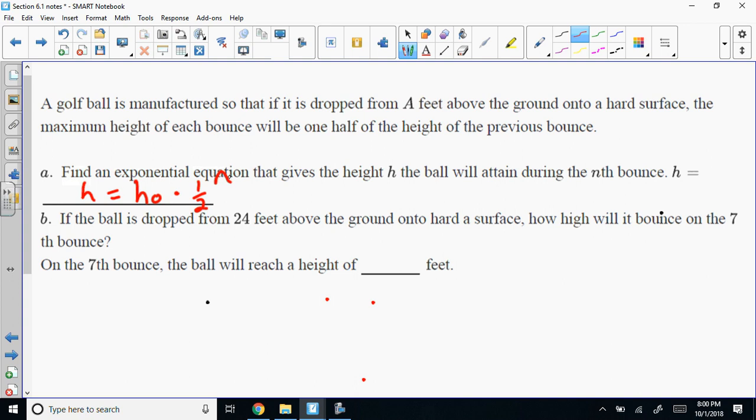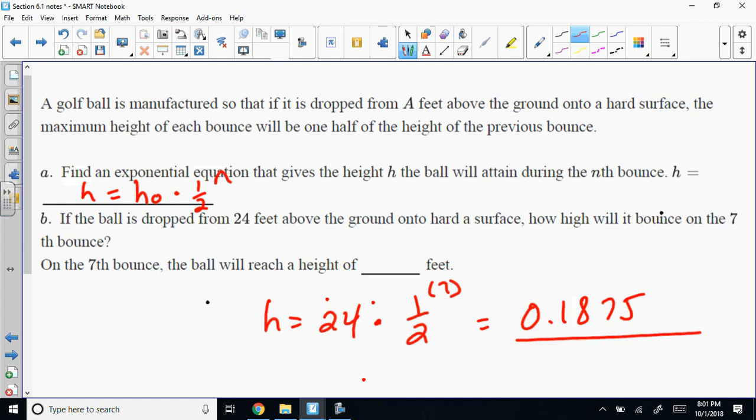Normally they'll use sub zeros or subscripts as initial values. So if the ball's dropped from 24 feet, height equals 24 times 1/2 to the n, onto a hard surface, how high will it bounce on the 7th? So there you go. 24 times, make sure you put the 1/2 in parentheses so that you're not doing 1 divided by 2 raised to the 7th. I got 0.1875.